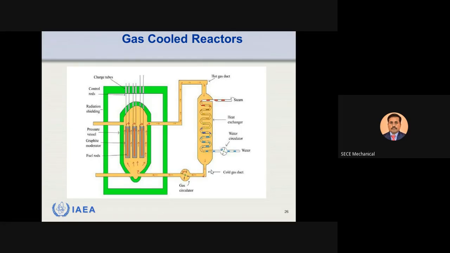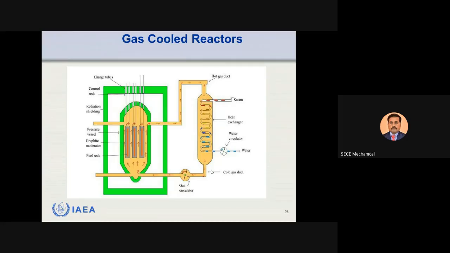Again, fuels are stored in the nuclear reactor with the help of the fuel rod. One neutron touches the uranium-235 nucleus, so the chain reaction takes place. More heat energy is liberated. That heat energy generates the hot gas. That hot gas goes to the steam generator area.